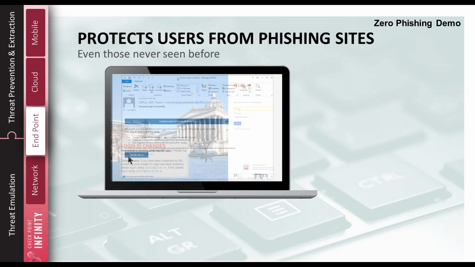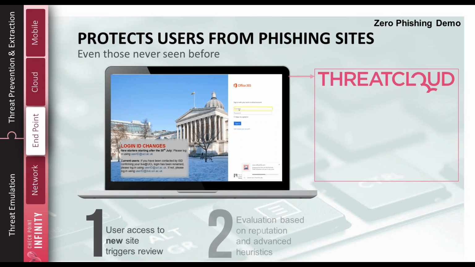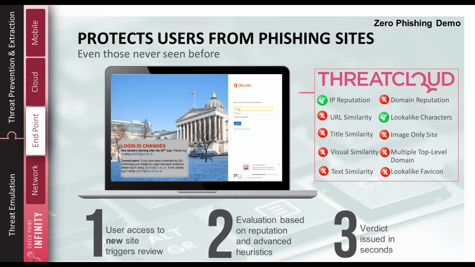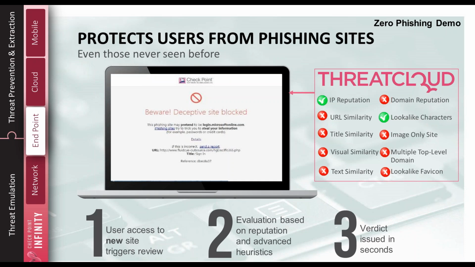In this example, we received an email asking me to update my Office 365 credentials. We click the link, which seems legitimate. However, the zero phishing protection dynamically analyzes the website, not relying only on the reputation of the IP or the URL or domain, but it leverages additional dynamic elements like visual similarity and textual similarity to give us a verdict in a few seconds as to whether it's a legitimate or malicious website.